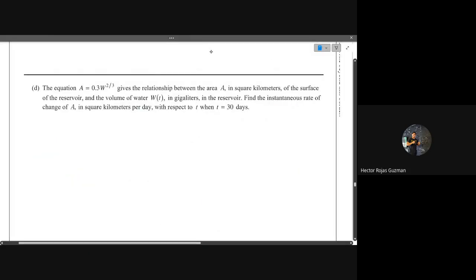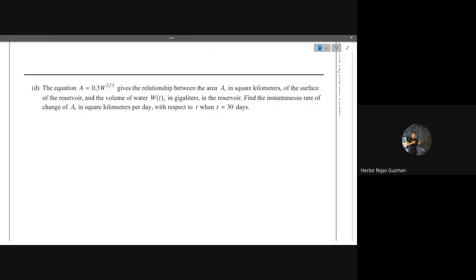The equation A gives a relationship between the area in square kilometers of the surface of the reservoir. Find the instantaneous rate of change. See, sometimes I'm looking for the keywords. Like I kind of skipped all the sentence. I'm looking for what it's asking me to do, and it's telling me to find a derivative. We're going to take the derivative of A with respect to time per day.